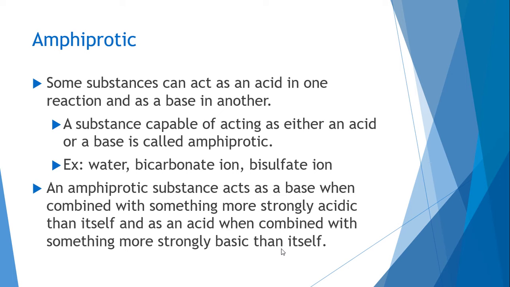Some things, though, can act as both an acid and a base, depending on the situation that it's put in. So substances that are capable of being both are called amphiprotic. Amphi is usually an abbreviation that's given to mean both. Like if you think of amphibians, they live in both water and land. So amphiprotic means it can give a proton or take a proton.